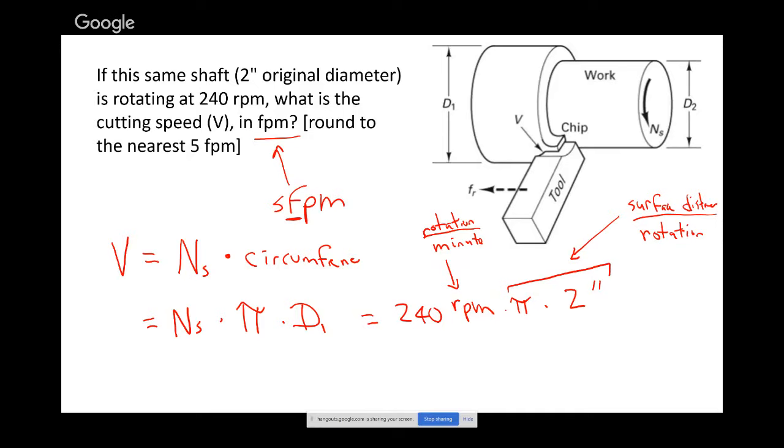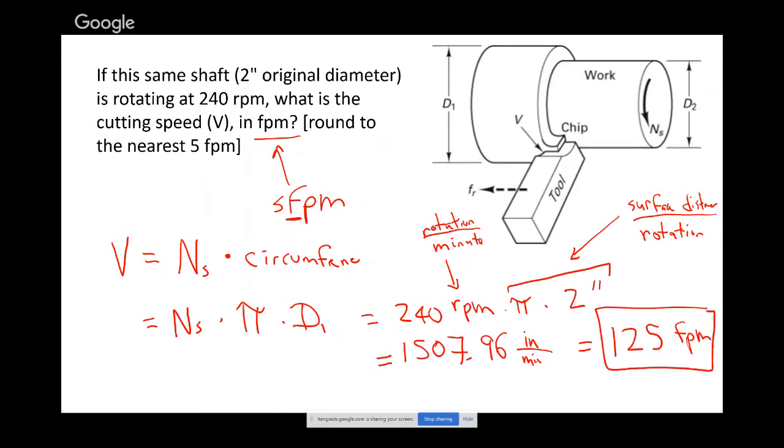Okay, so this is going to give us, let's see, type this in, 240 times pi times 2 is going to be 1507.96. This is going to be inches per minute. Okay, divide that now by 12, which gives us roughly 125 feet per minute. Okay, that's how that works. We want to be careful when we're talking about feet per minute and then inches, which is very common for diameters.